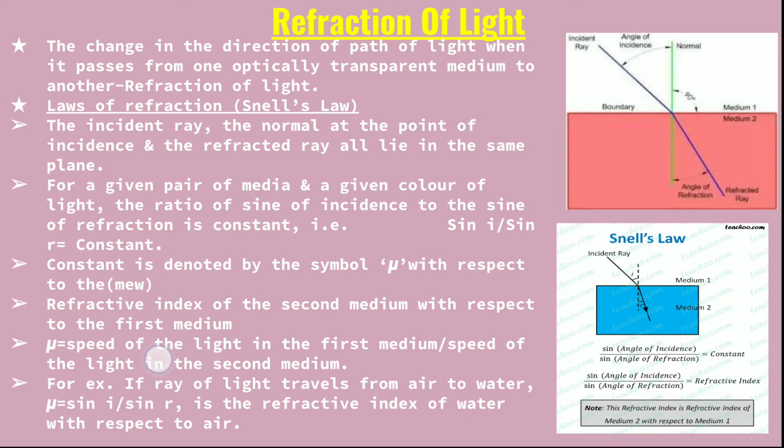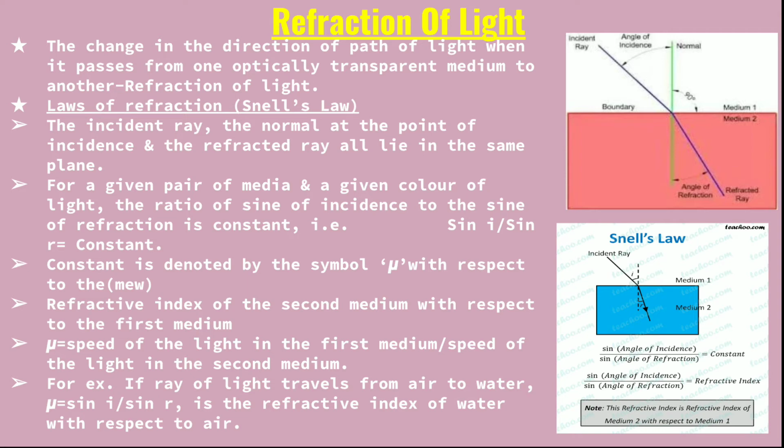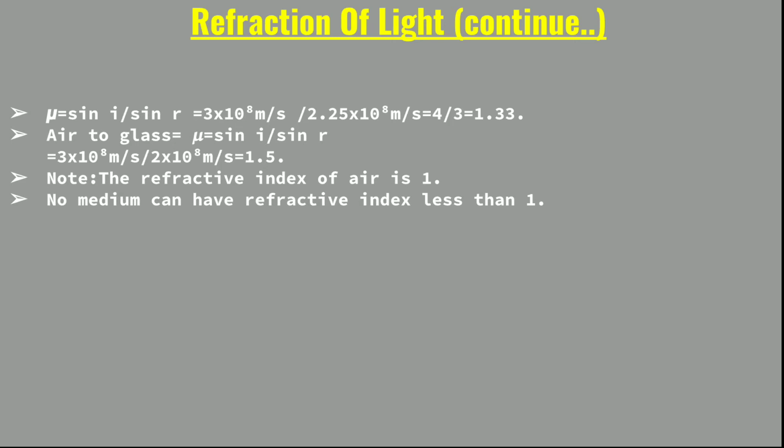Next is refraction of light. This is also a continuation of that topic. This mu is equal to sin I by sin R. For example, for air, it is 3 into 10 to the power 8 meter per second. For air to water, it is 3 into 10 to the power 8 meter per second by 2.25 into 10 to the power 8 meter per second, that is equal to 4 by 3, 1.33 is the answer.